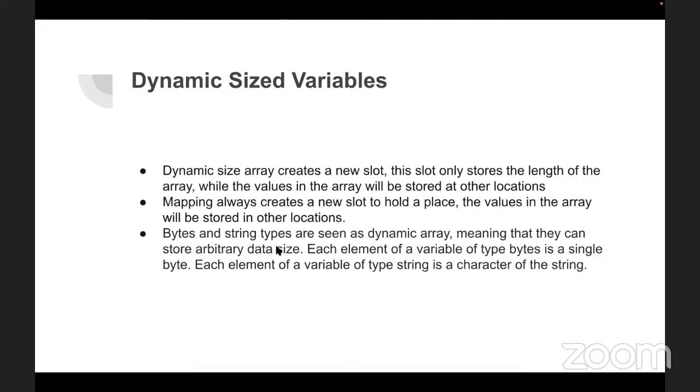Bytes and string types are seen as dynamic arrays. Yes, I explained that. Meaning they can store arbitrary data size. Each element of a variable of type bytes is a single byte, and each element of a variable of type string is a character of the string.